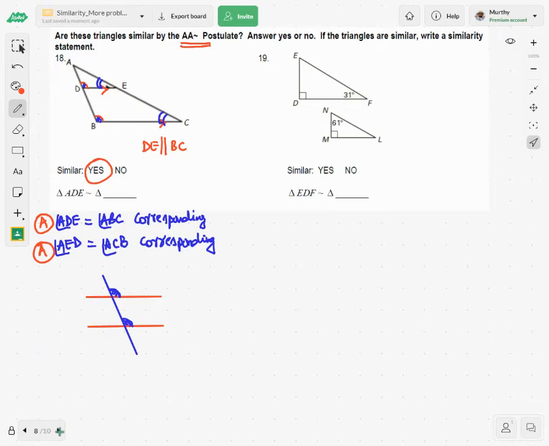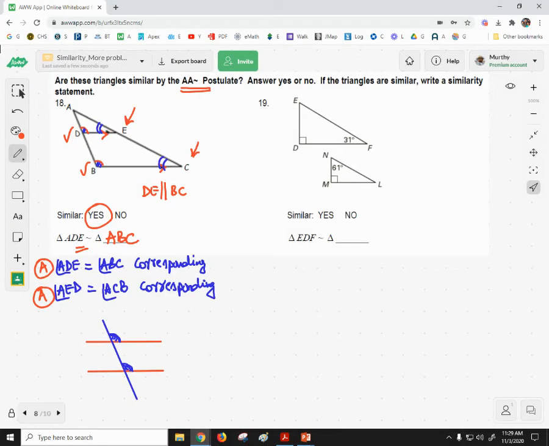And when it comes to the order, I'm starting with A, and angle D and angle B are corresponding. Therefore, B, and the third letter is E here, and my third letter should be C here. Okay. And the next one seems to be a little tricky because I see that one is 31, one is 61.